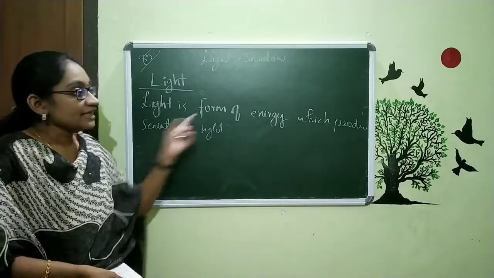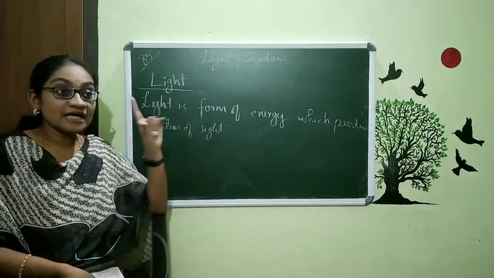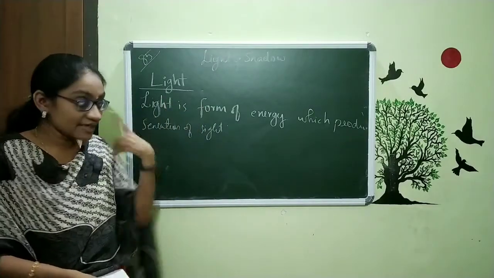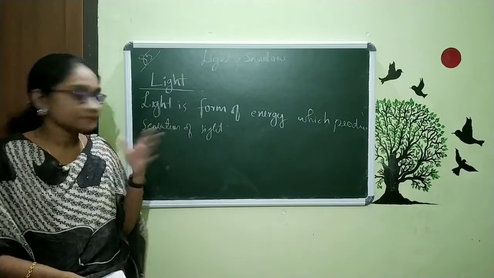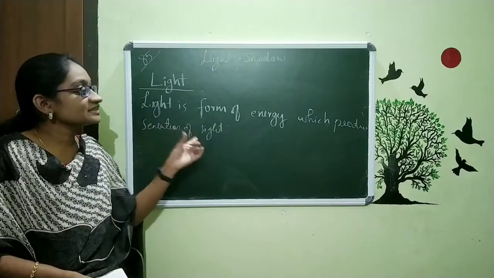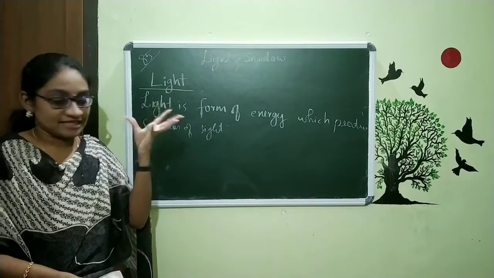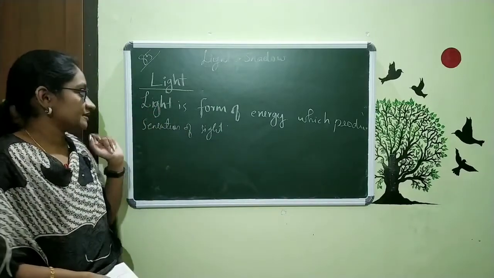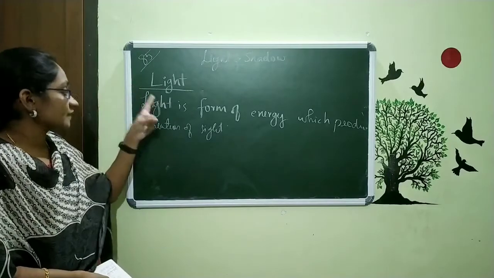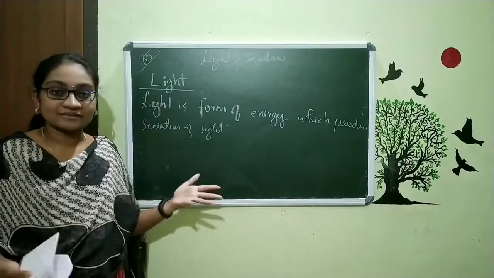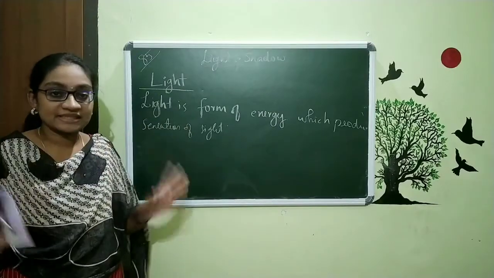That means it produces sensation of sight, meaning we are identifying this energy with the help of our eye. Eye and sight are related. So actually the sensation of sight is what? We are identifying it with the help of our eyes. So we can say as the definition, light is the form of energy which produces sensation of sight. Simply, we can say it like that.